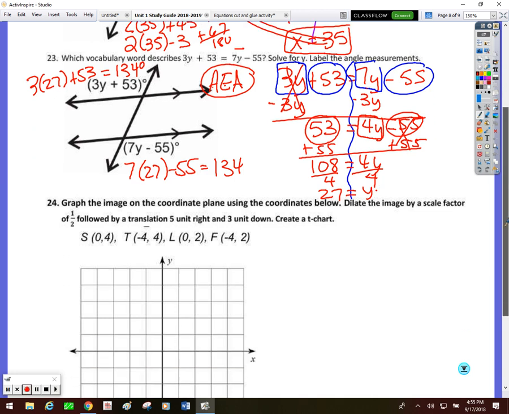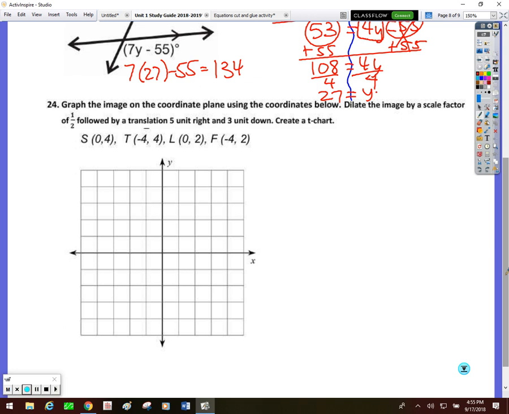Okay? All right. 24. Graph the image on the coordinate plane using the coordinates below. We're going to dilate it first, and then we're going to translate it. Well, if I look right here before I do anything, I know this should be a reduction. So my figure is going to get smaller because my scale factor is less than 1, right? All right, so let's graph it real quick. If I was to graph these points, there's S, there's T, there's L, and then there's F, right? So here's my shape.